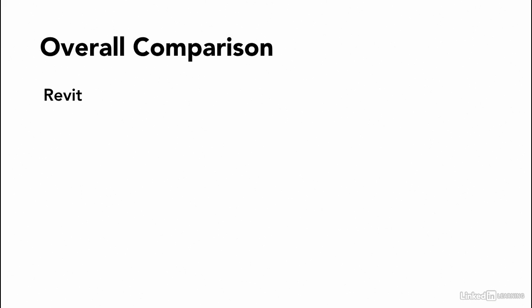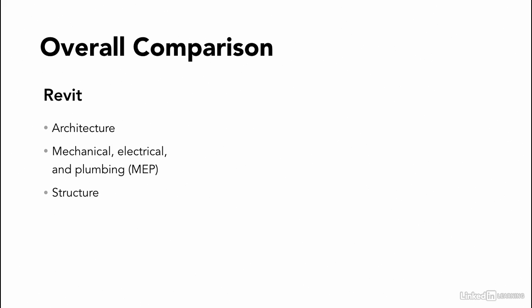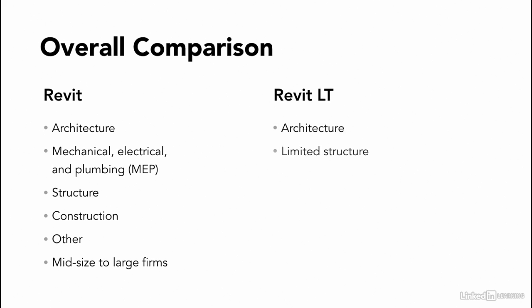So Revit is focused on several different building industry disciplines. This includes architecture, mechanical, electrical, plumbing, or MEP, structure, construction, and frankly, several other disciplines that are related to the building industry also use Revit for their work, and it tends to be targeted towards mid to large size firms. Revit LT, on the other hand, is targeted towards architecture with some very limited structure, and while it is possible to use it for other types of projects related to the building industry, it tends to be focused really on the architectural type projects, and it is focused on smaller firms.